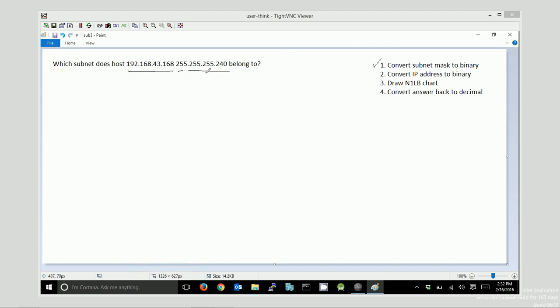We want to convert this number to binary, and basically it's all ones up to a point, and then it switches to zeros. The key to this is finding out at what point we switch from ones to zeros. For this one, it's all ones all the way through half of the fourth octet. If you convert 240 to binary, it's 11110000. If you're rusty on your decimal to binary conversion, I've got a video for that, and you should check that out. So I'm going to convert that subnet mask to binary. It looks like this.